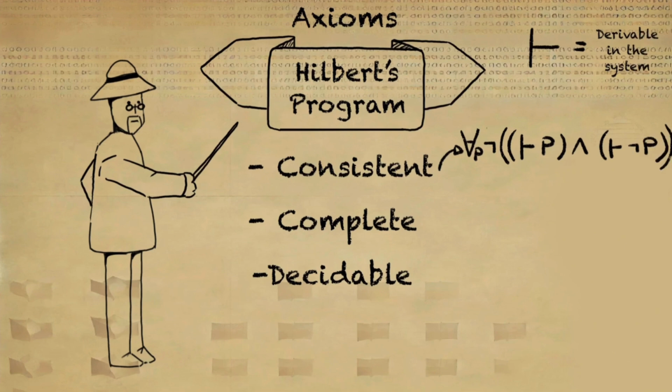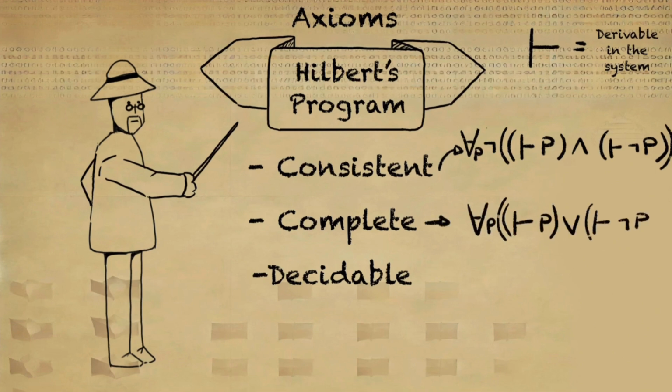Consistent means that from the axioms, one cannot derive both the formula and its negation. So, essentially, you cannot derive a contradiction. So, here, for all formulae P, it's not the case that one can derive or prove P and derive not P. This isn't standard notation by any means, it's just to illustrate the concept.